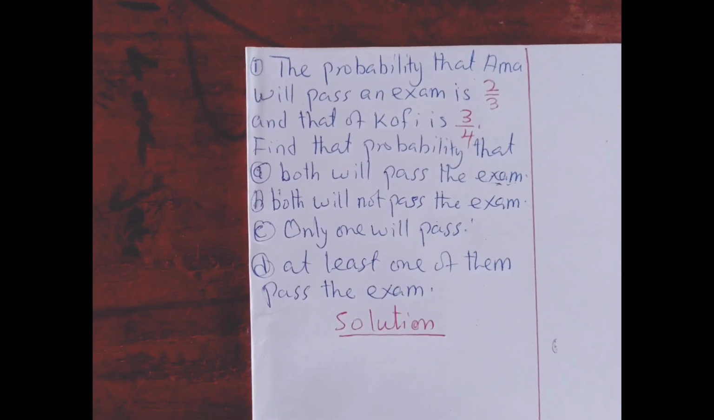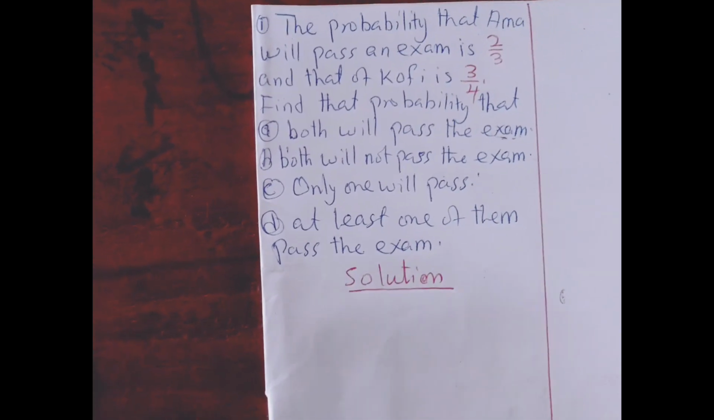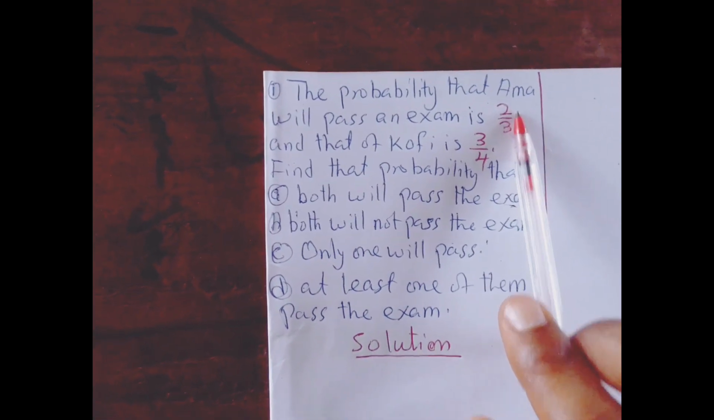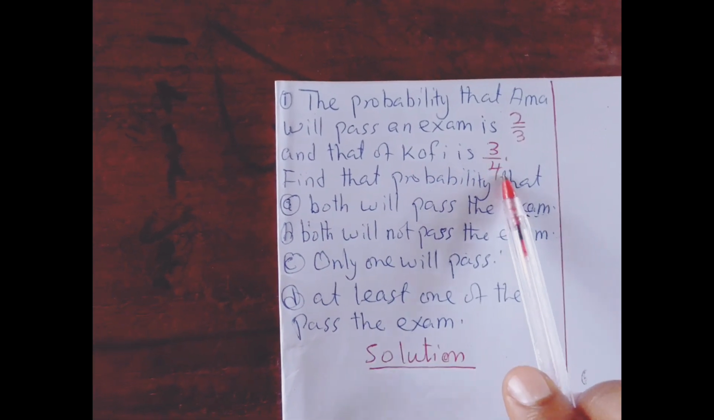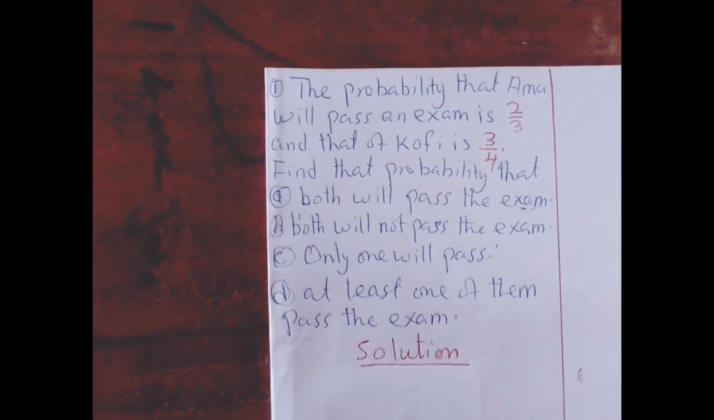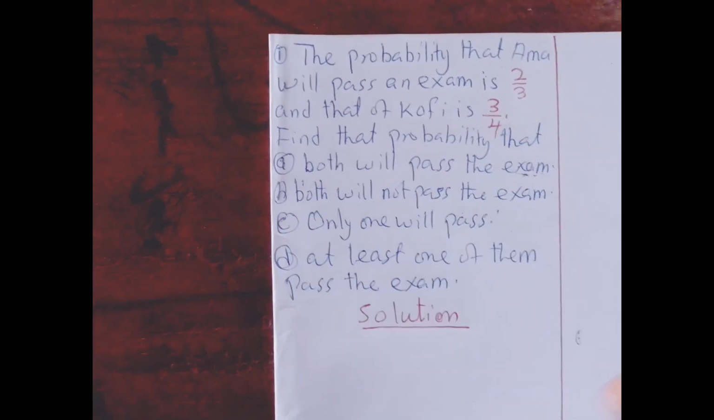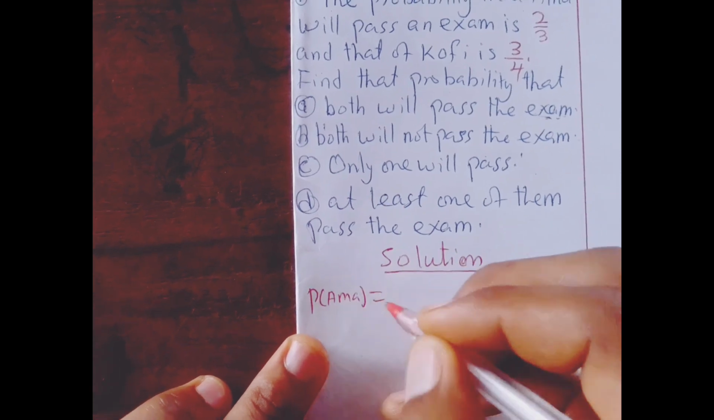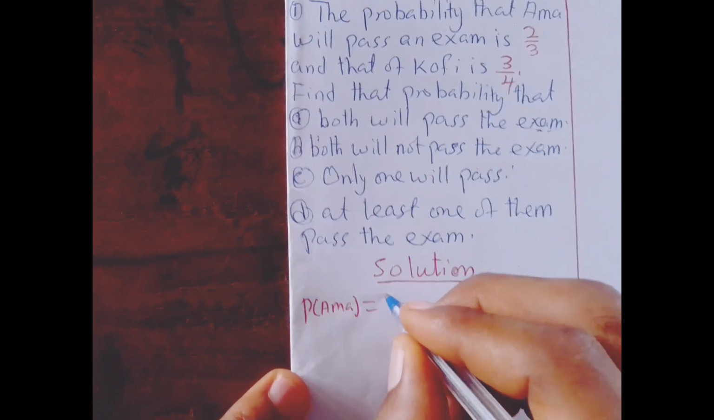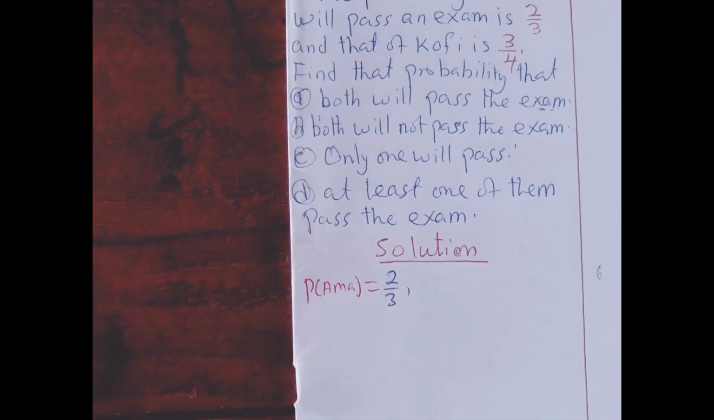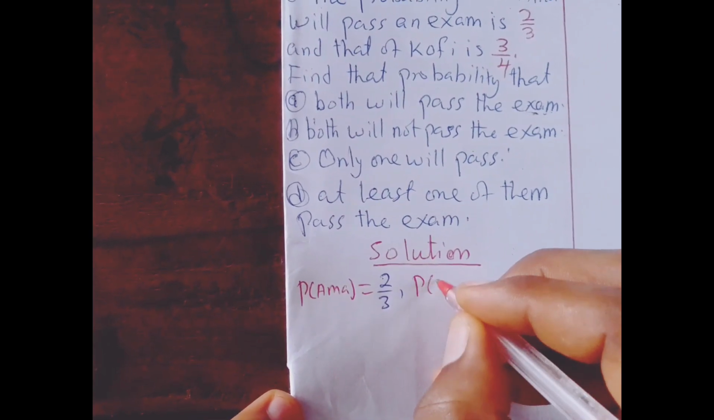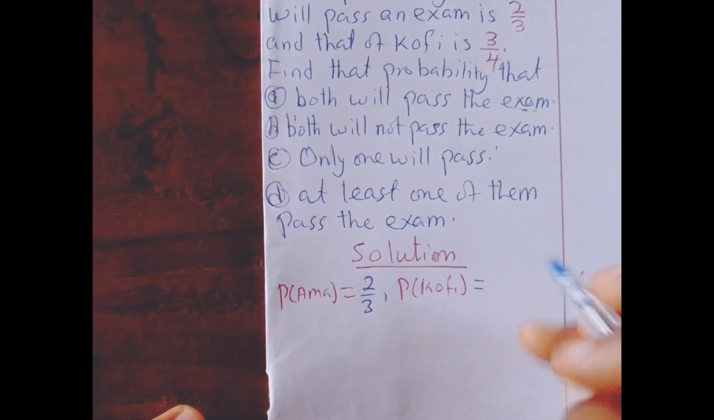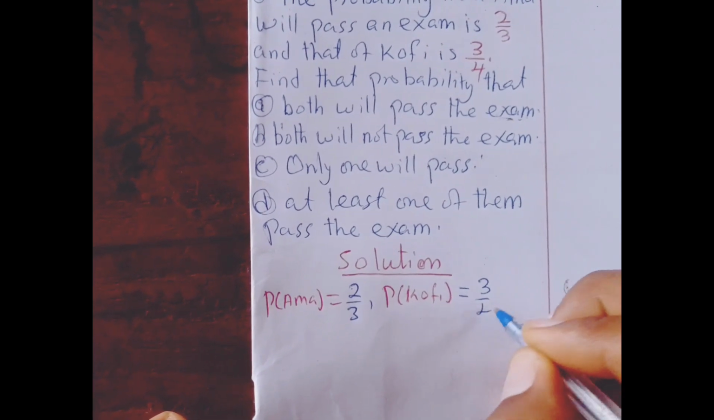All right, so let's look at the solution. So what it means is that Amma is having a probability of 2 out of 3, and Kofi is having a probability of 3 out of 4 in passing an exam. And they say find the probability that both of them will pass the exams. So the probability of Amma passing is equal to 2 out of 3. And then the probability of Kofi passing is equal to 3 out of 4.